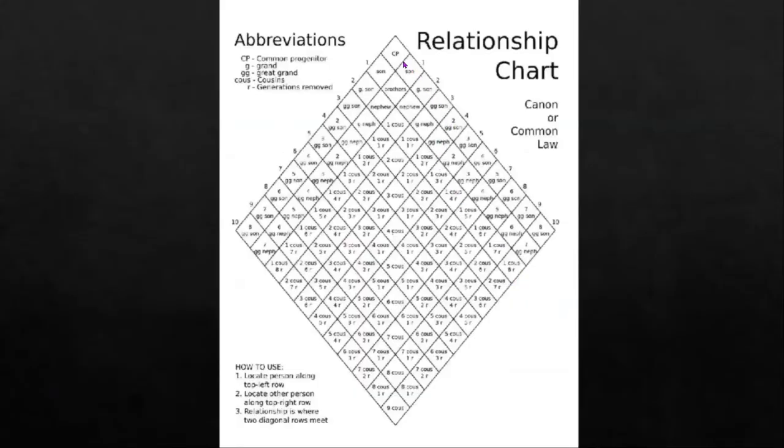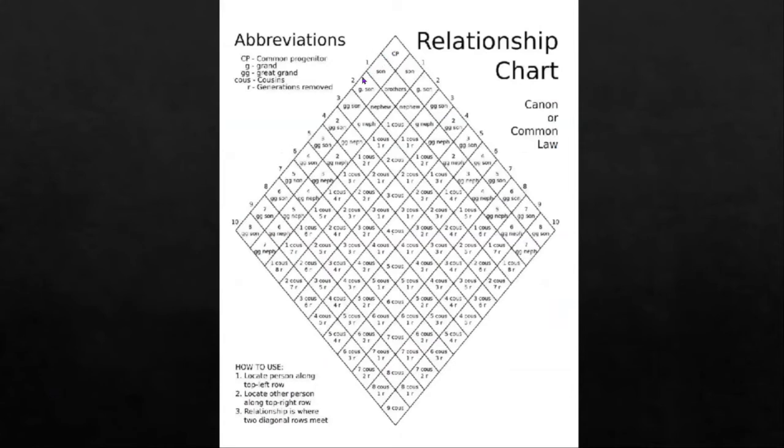This chart, which is in a diamond shape, is the one that comes up when it has to do with canon law, which is the religious exceptions. This is essentially the square or rectangular chart. It's just set on a diamond. I'm not sure why. Maybe it fits on the page better.